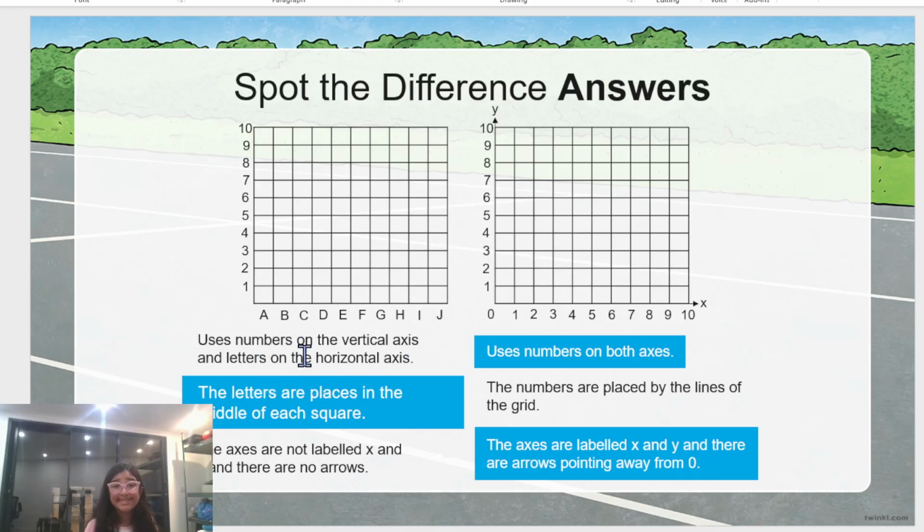So this one uses numbers. This one uses numbers on the vertical axis and letters on the horizontal. But the other one, it uses numbers on both axes. The letters are placed in the middle of each square, and the numbers are placed by the lines of the grid. The axes are not labelled X and Y, and there are no arrows. The axes are labelled X and Y, and there are arrows pointing away from 0.